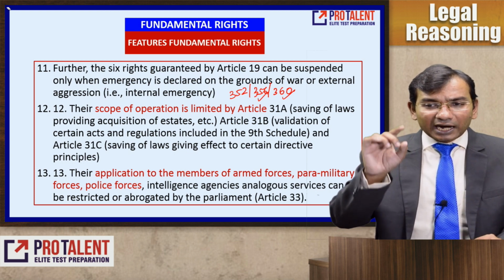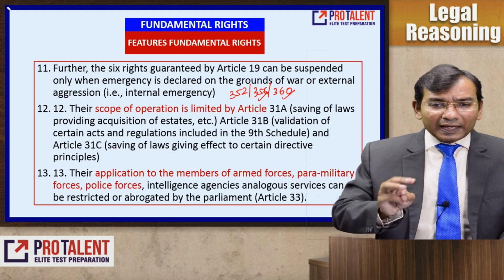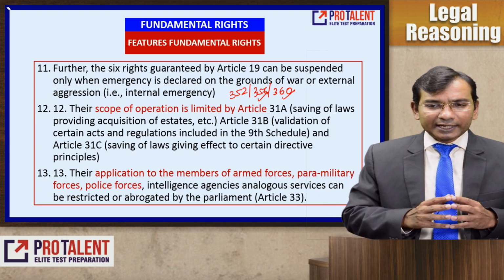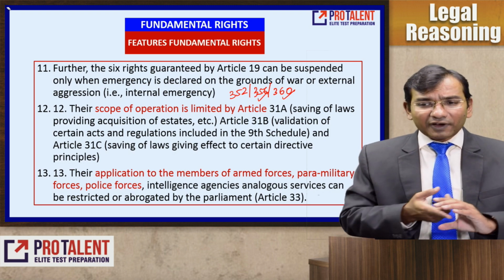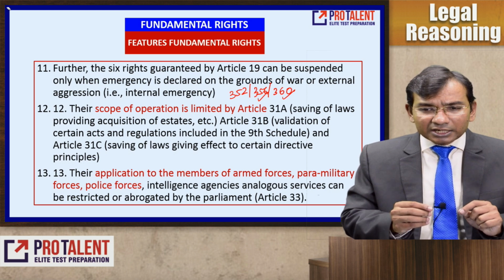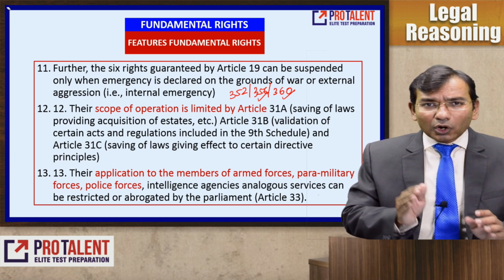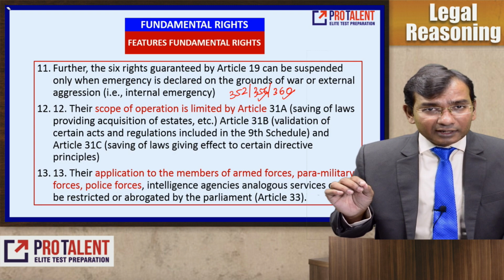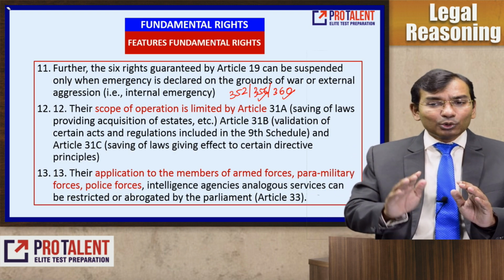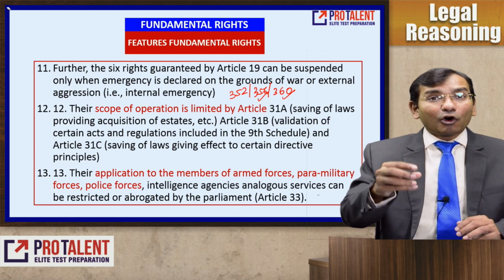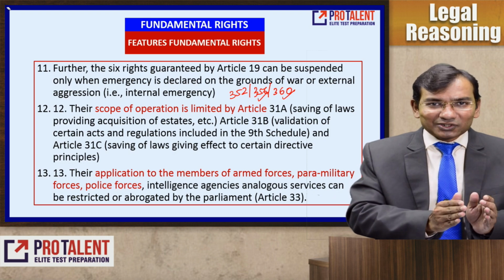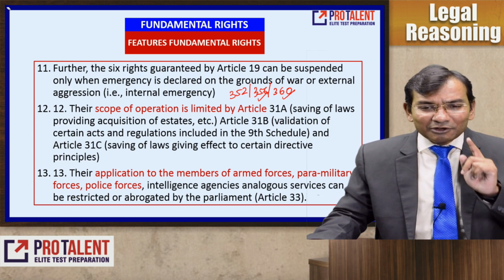So thereby in article number 31A, 31B and 31C, the fundamental rights look somewhat limited. Their application to the members of armed forces, paramilitary forces, police forces, intelligence agencies is restricted or abrogated by Parliament as per article number 33. That means they will be applied in a limited scenario to this group of people for their work, while this is applicable to common people in a normal manner. So I hope this is very clear for your understanding.